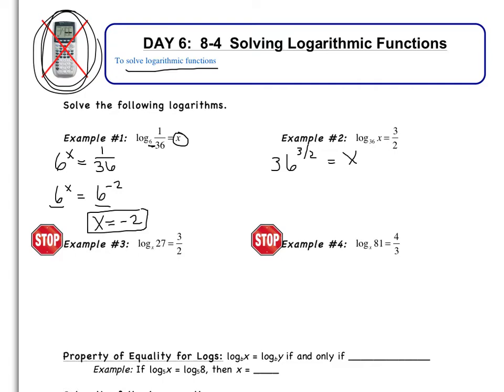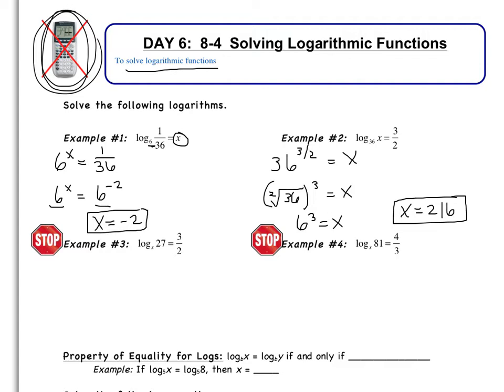So this is something that we did last chapter. Remember that the 2 is what goes outside. So it's the square root of 36 to the third power equals x. You should know that the square root of 36 is just 6. So this is 6 to the third equals x. 6 to the third, hopefully you remember, is 216. So in this case, we get x to be 216.